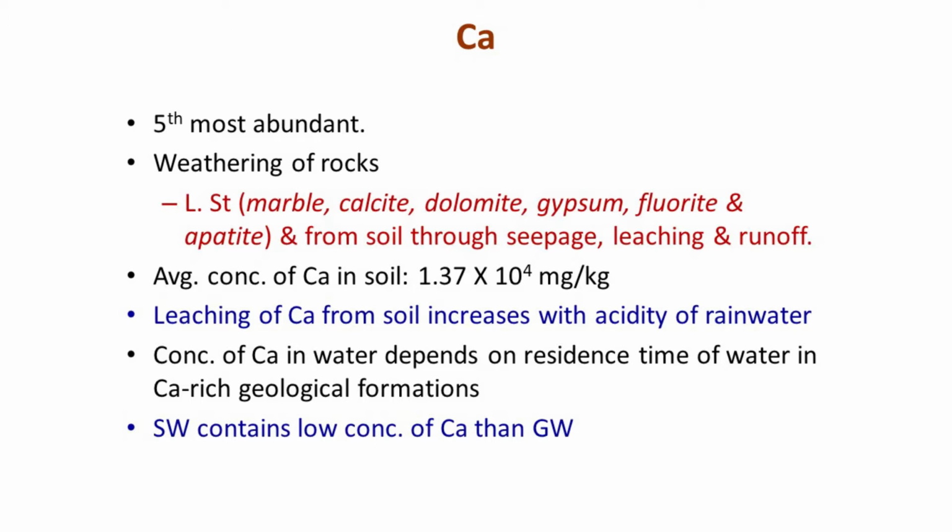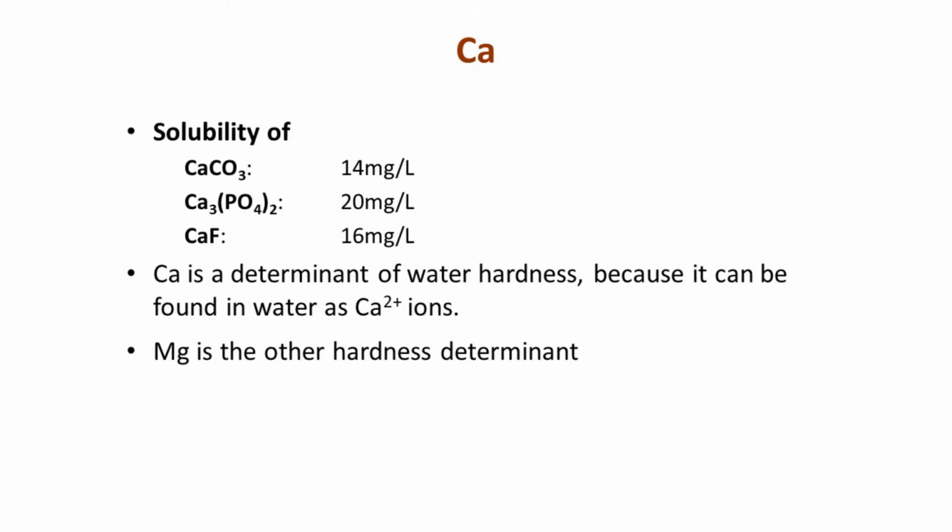The leaching of calcium from soil increases significantly with acidity of rainwater. The concentration of calcium in water depends on the residence time of water in calcium-rich geological formations. The surface water also contains lower concentration of calcium than groundwater. The availability of calcium depends upon the solubility of various compounds such as calcium carbonate, calcium phosphate and calcium fluoride.